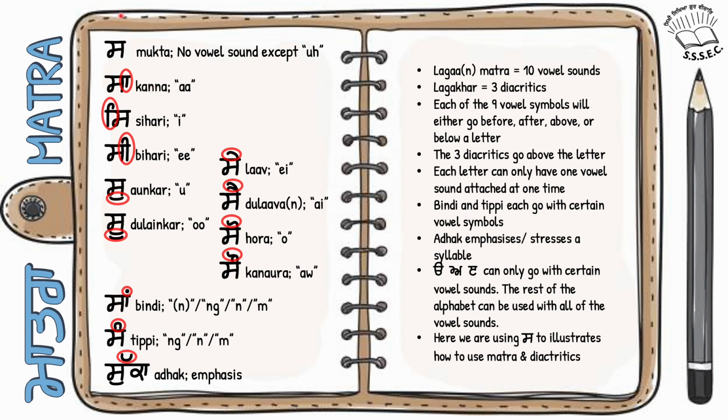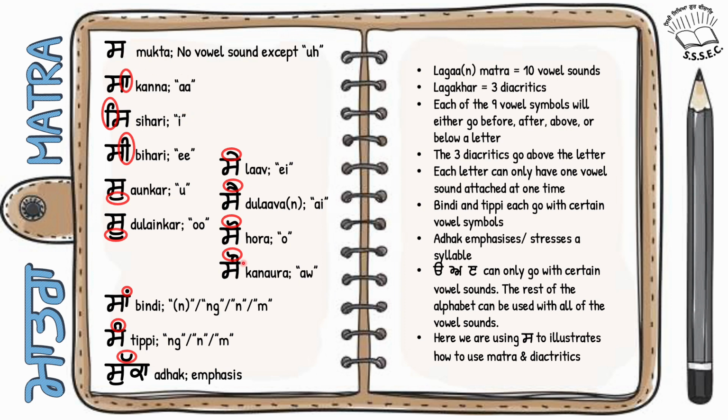So we include mukta when we're learning matra because letters don't necessarily have to have a vowel symbol attached to them. Each letter comes with a sound after it, apart from ura and iri. These always need to have a vowel symbol attached. Ara and the rest of the letters, they can be used on their own.